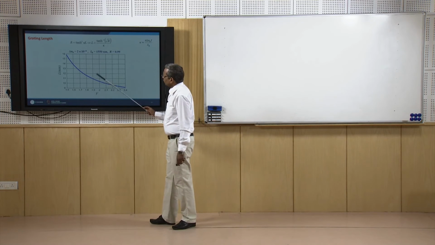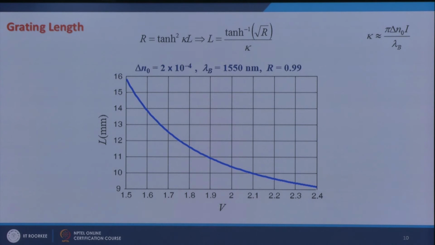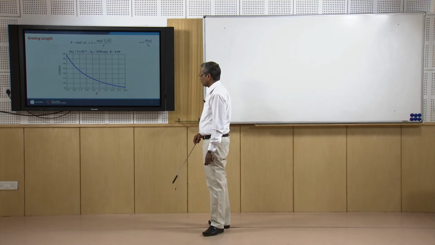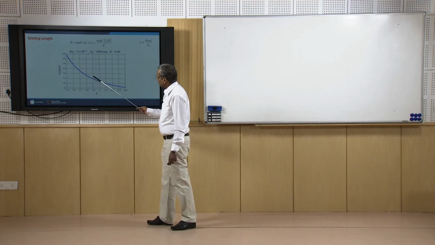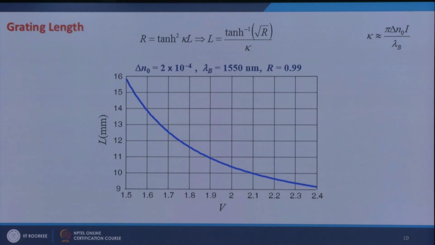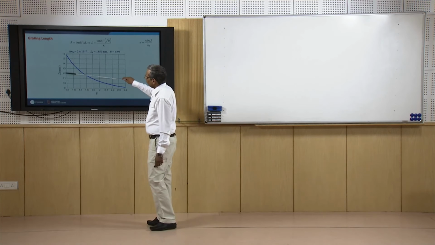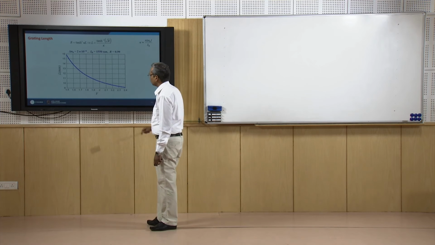This plot is for delta n0 equal to 2 into 10 to the power minus 4, lambda b equal to 1550 nanometers, and for the value of R 0.99. So, in order to have 99% reflection, if I vary my fiber parameters, that is I vary the value of V, then this is how the length of the grating has to be tuned to achieve 99% reflectivity.